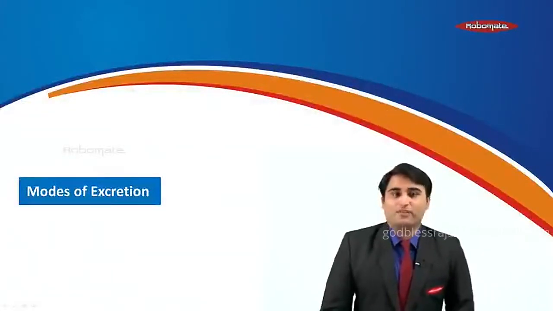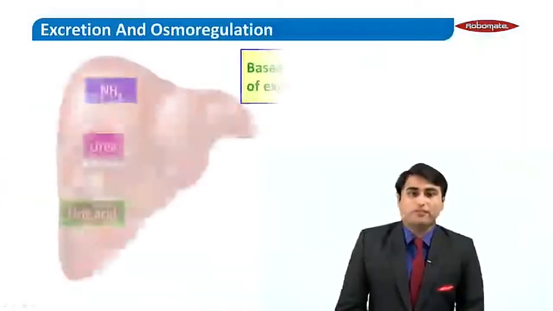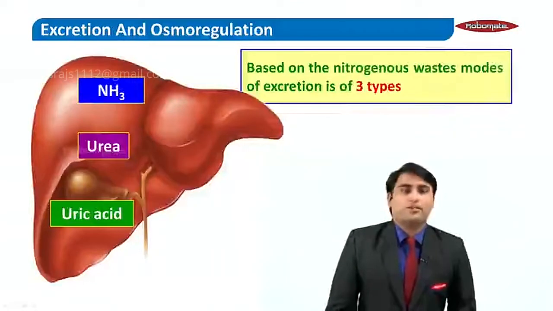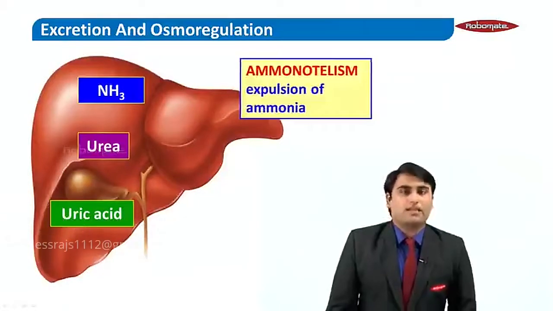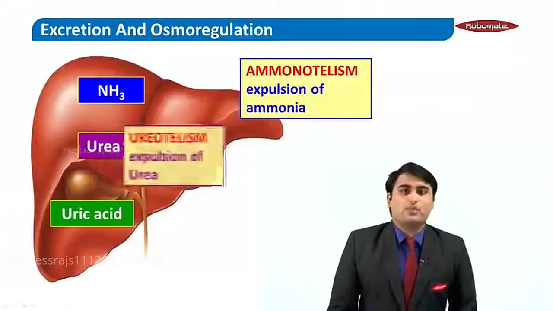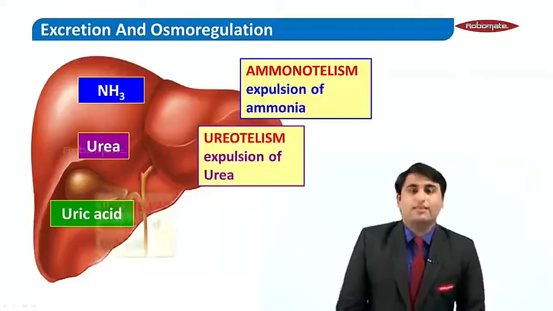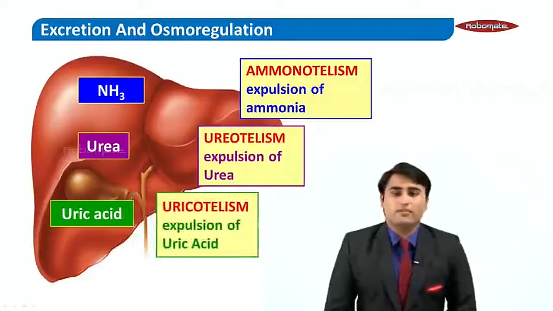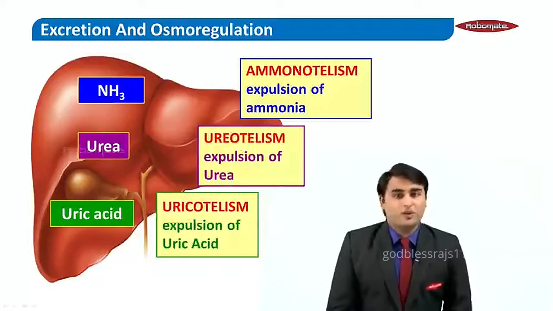Today in this module we are going to study about modes of excretion. Previously we have studied that, based on the nitrogenous waste, the modes of excretion are of three types. One is ammonotelism, where there is expulsion of ammonia. The next one is ureotelism, where there is expulsion of urea, and the next one is uricotelism, where there is expulsion of uric acid. These are the three different modes of excretion.